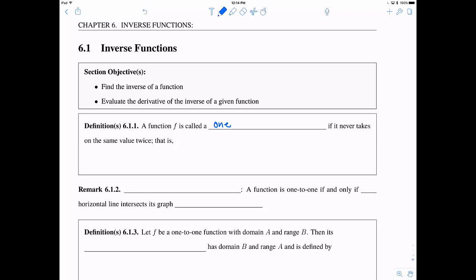So we say a function f is called a one-to-one function if it never takes on the same value twice. One way we can write this down mathematically is that f of x1 is not equal to f of x2 whenever we input different values. So that's x1 is not equal to x2.